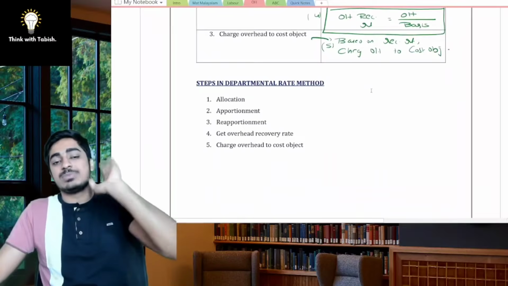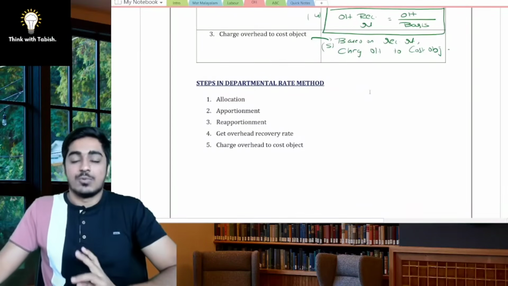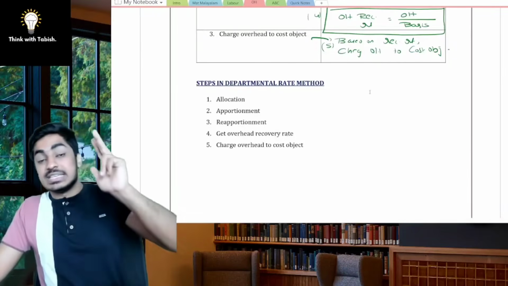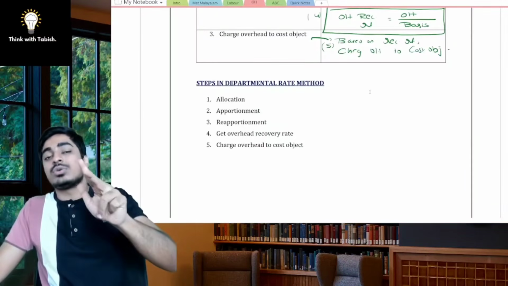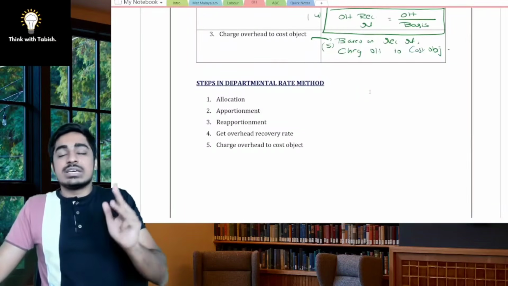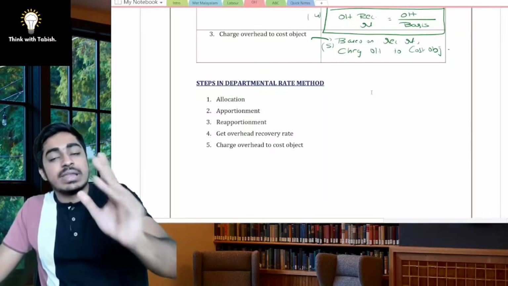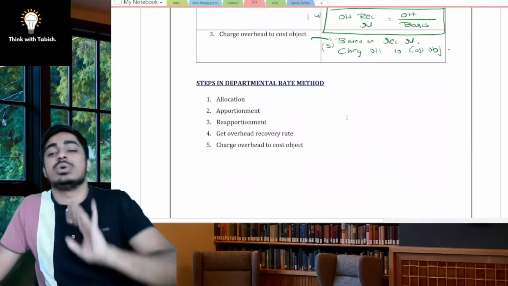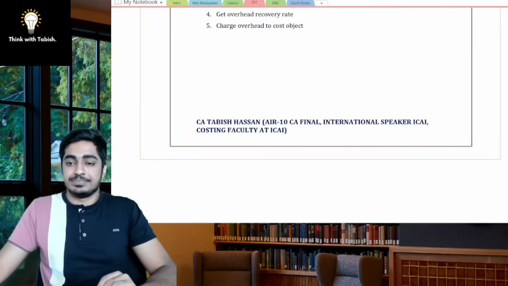These are the 5 steps of departmental rate method. What are they? Firstly, allocation. Next is apportionment. Next is reapportionment. We got the total overhead. Using a suitable basis, we get the overhead recovery rate, and using the overhead recovery rate, we will charge the overhead to the cost object.